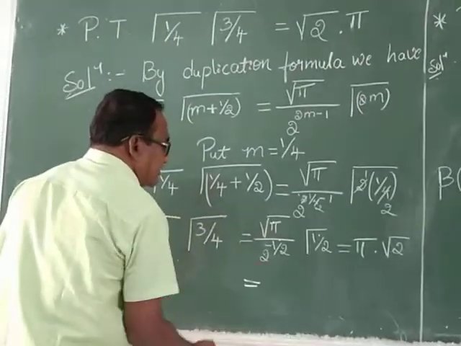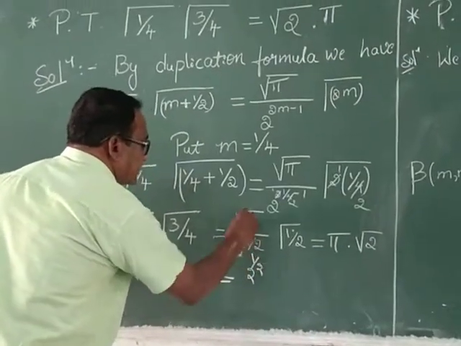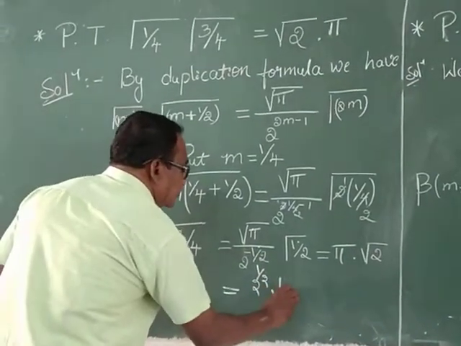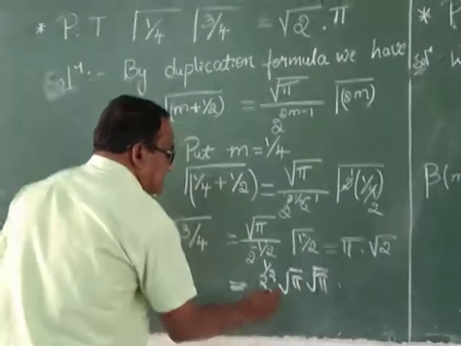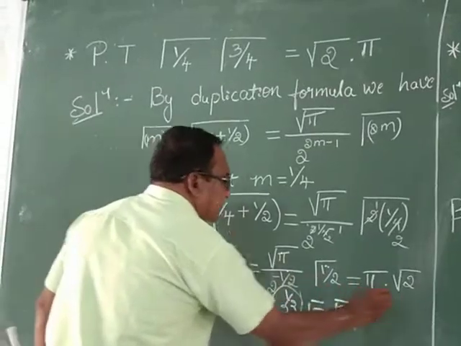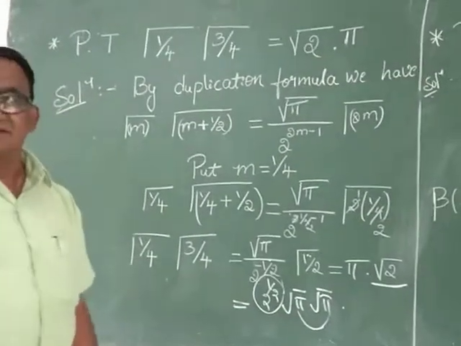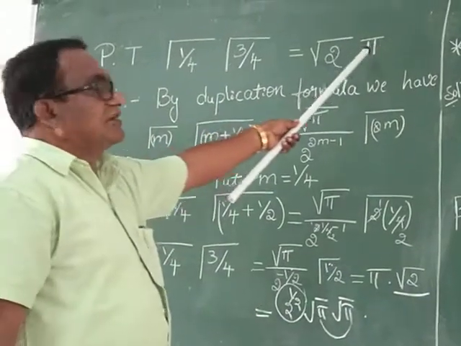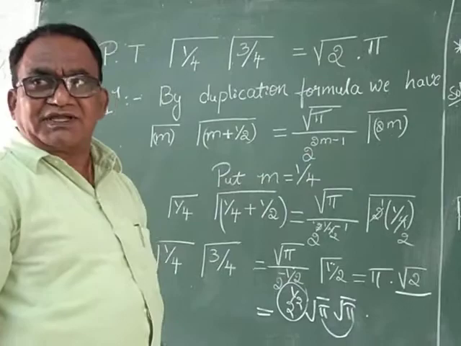Gamma half, of course, is root pi. 2 to the power minus half, if I take it to the numerator, is 2 to the power plus half into root pi into gamma half, which is also equal to root pi. This 2 to the power half can be written as root 2. Root pi into root pi may be written as pi. That is your required result, root 2 into pi.